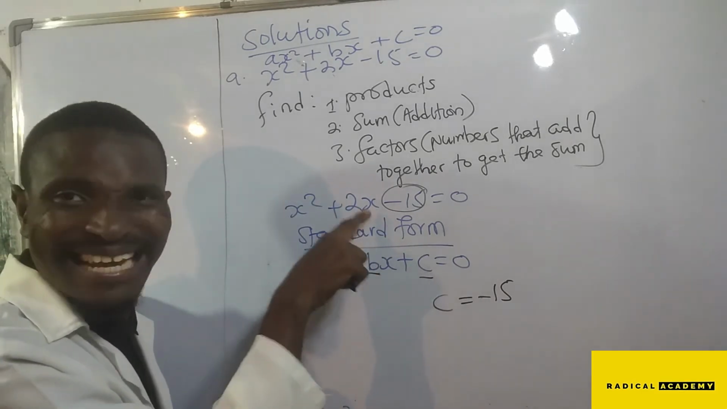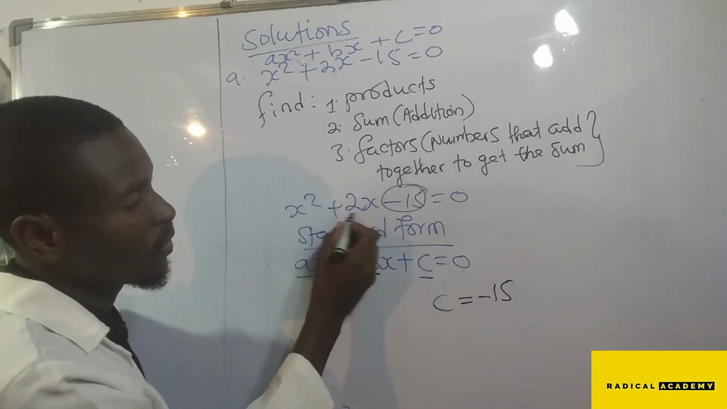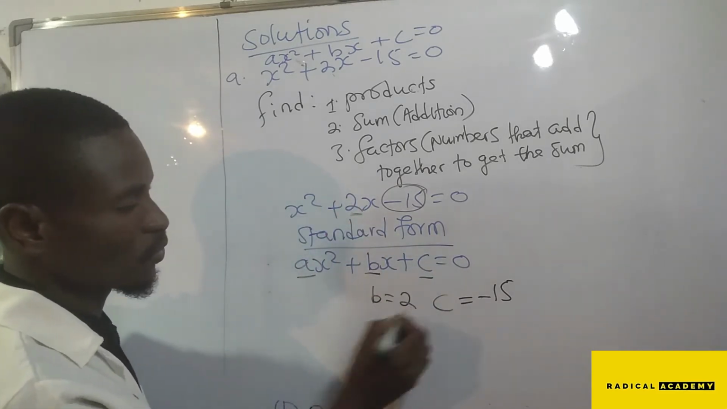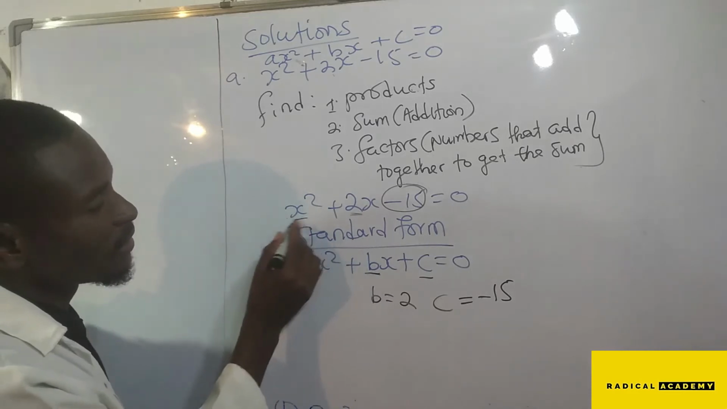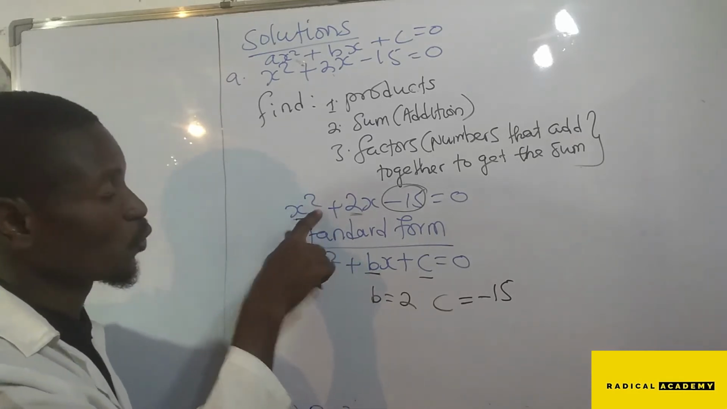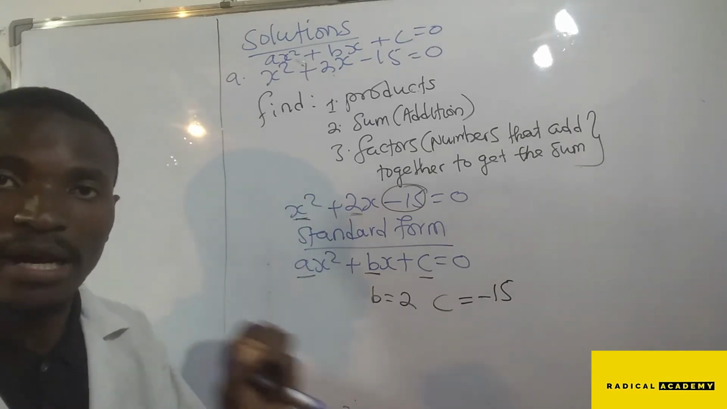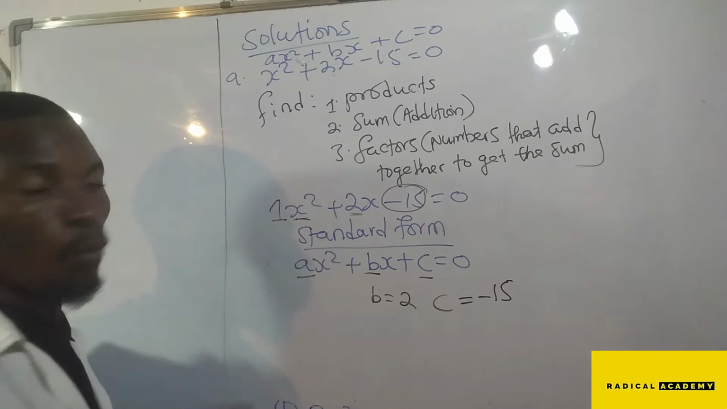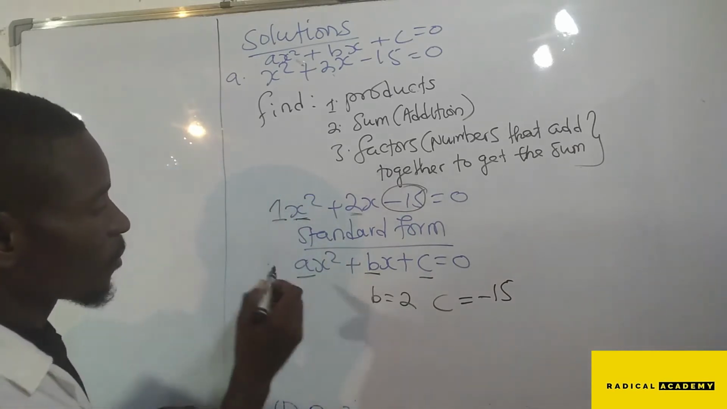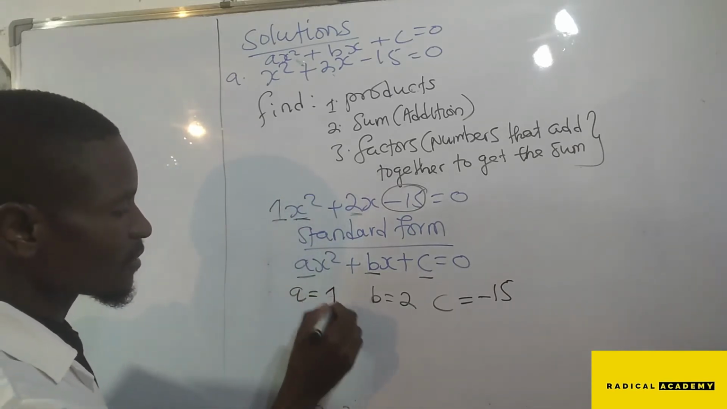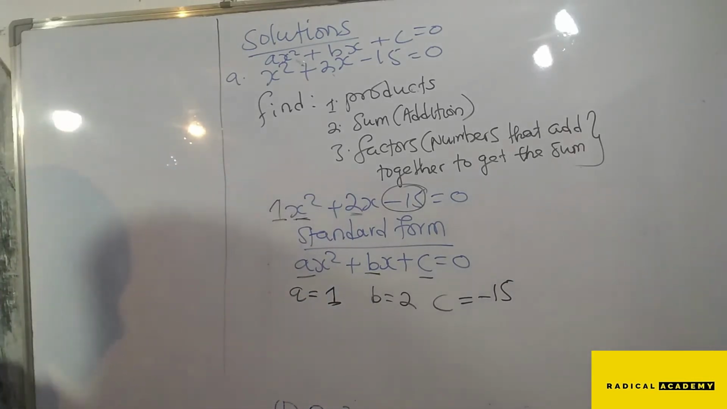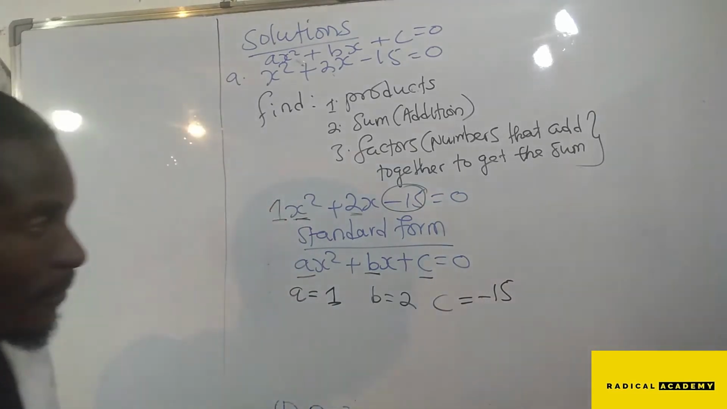This x is not raised to any power, so our b equals 2. Then this x which is raised to the power 2 has no number in front of it. In the actual sense, if there is no number there, then there is just 1. So our a is 1.